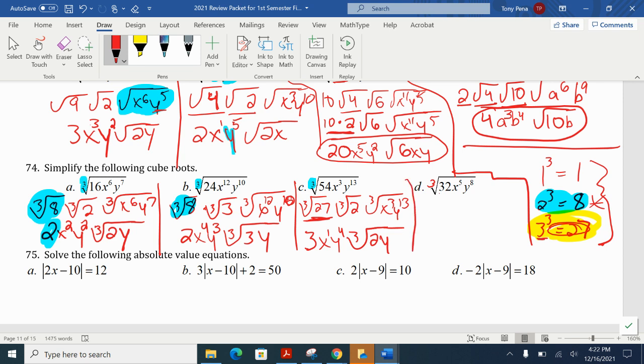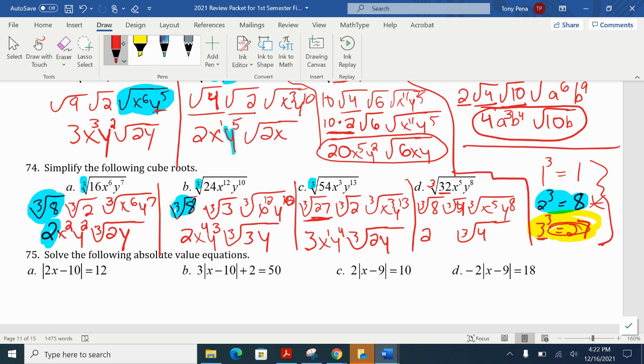Last but not least, 32. 8 is the number that goes into 32. So I'm going to do cube root of 8, cube root of 4, and then our variables. Cube root of 8 again is 2. Cube root of 4, we're out of luck. Can't do anything with him.